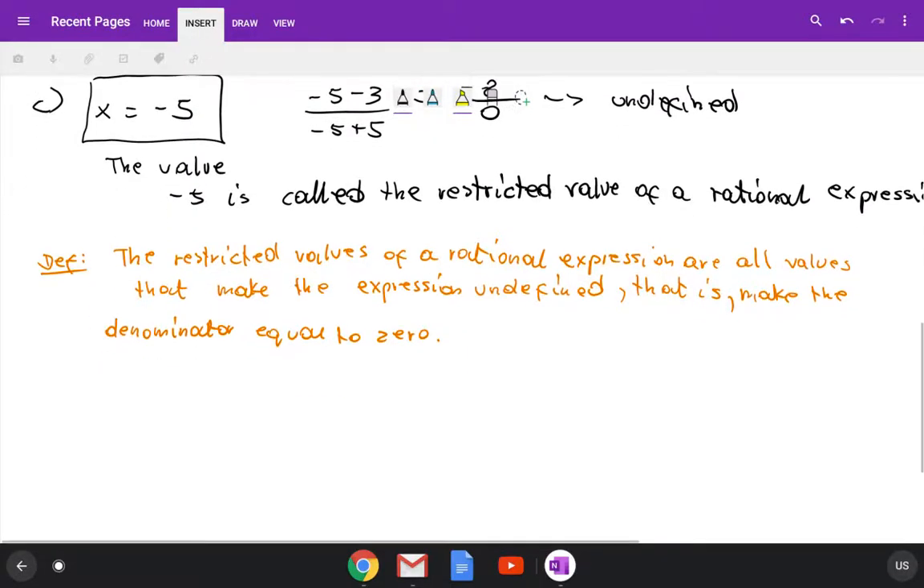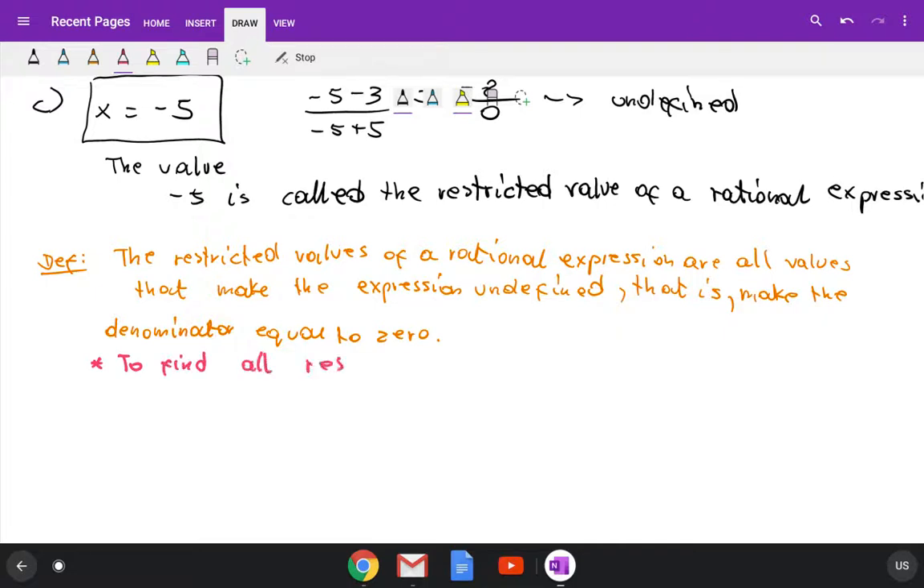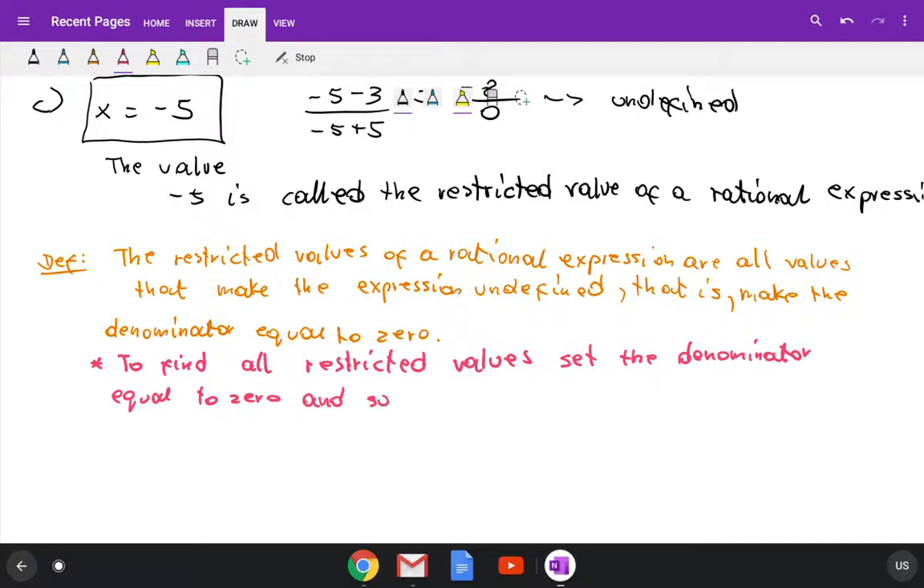Okay, so let's go back. Now, this is important to find all restricted values: set the denominator equal to 0 and solve the resulting equation.